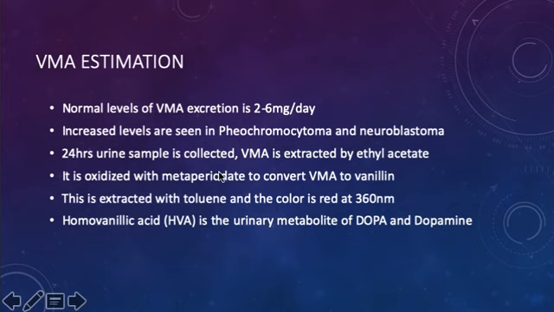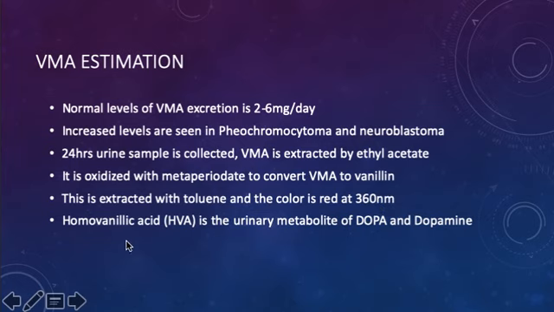So a 24 hours urine sample is taken. VMA is extracted by ethyl acetate. It is oxidized with metaperiodate to convert VMA to vanillin. So this is extracted with toluene, and the color is read at 360 nanometers.